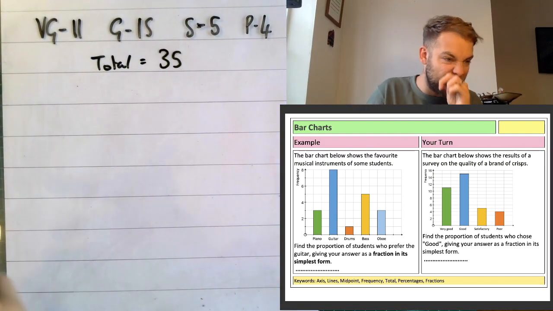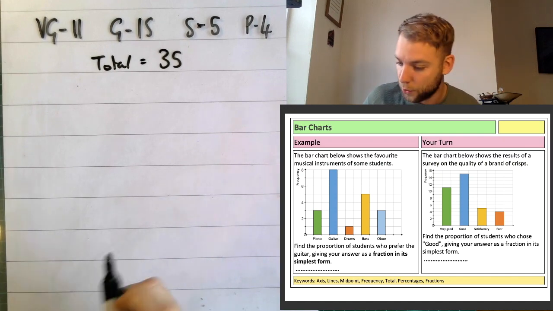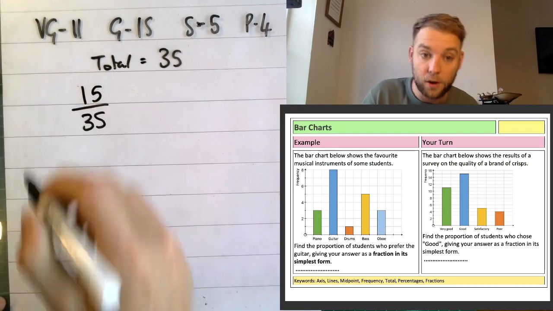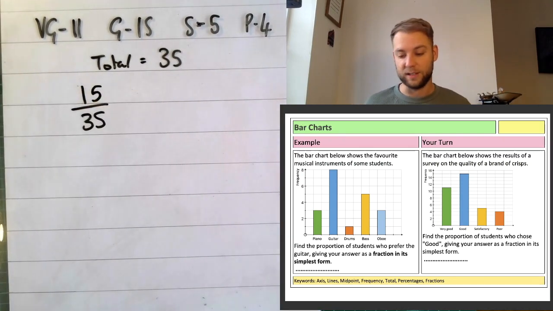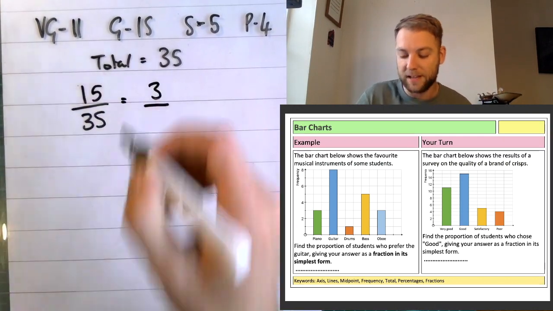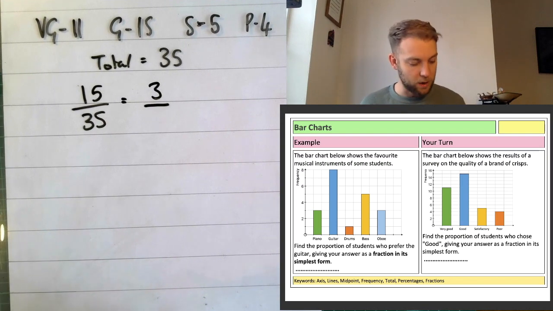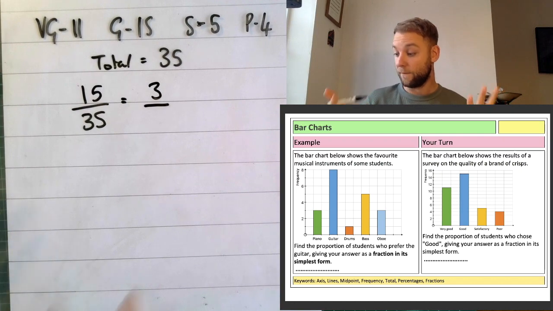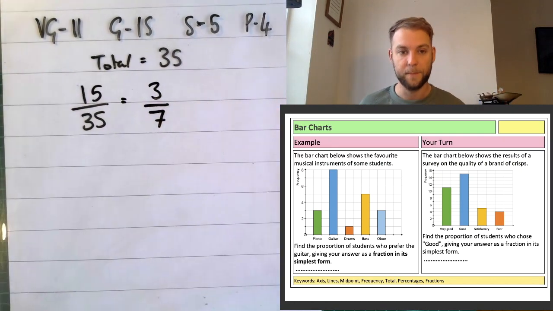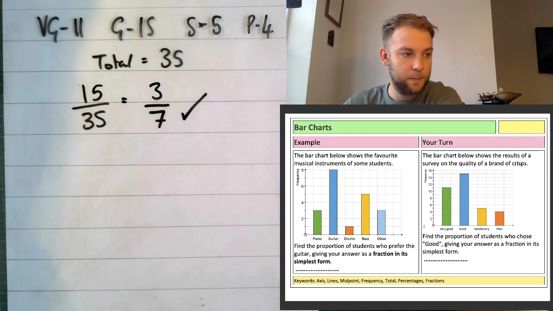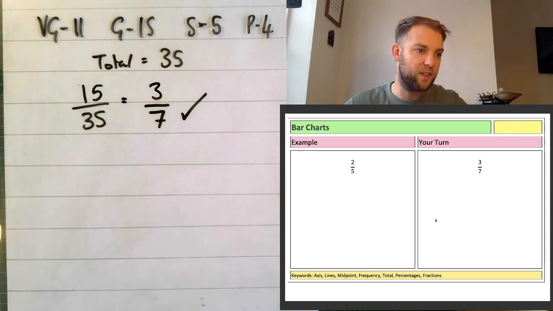And it wants the fraction, giving it in the simplest form, of good. So in which case, good is 15 out of 35. What number goes into 15 and 35? Well, 5 goes into it. How many times does 5 go into 15? 3 times. How many times does 5 go into 35? Well, let's do it. 5, 10, 15, 20, 25, 30, 35, 40. So 7 times there, like so. And that's that question done. Super. So let's check those answers. 2 over 5 and 3 over 7, absolutely perfect.